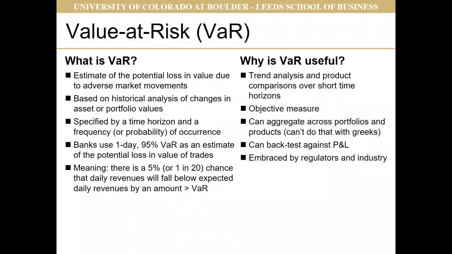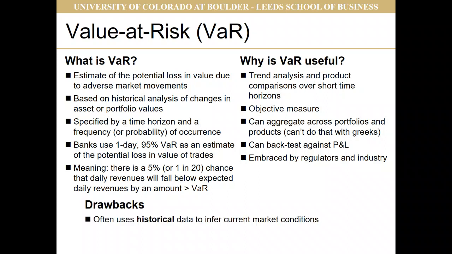Regulators in the industry like this measure. So for example, banking regulators may ask the bank to tell them what the 1 day 95th percentile value at risk is, and they can look at different banks and have some confidence this is an objective measure of how much risk the bank is taking. The bank with a large value at risk number is a riskier bank than a bank with a small value at risk number.